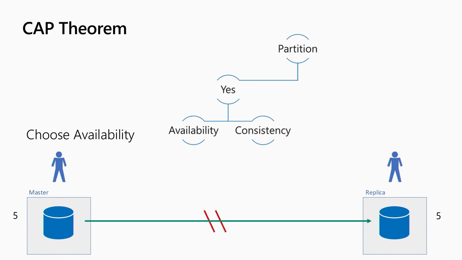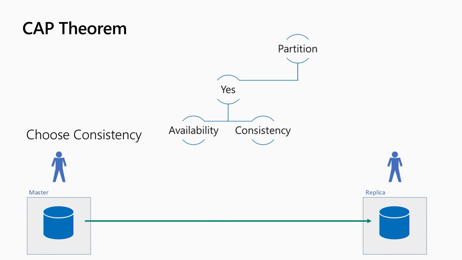But what happens if the network's cut in a scenario where I want to choose availability over consistency between these different nodes? Well, if I write data to one of the nodes and I read it from another node, I have to give up consistency. I can't physically replicate the data because they're no longer connected. I've got a partition between them.